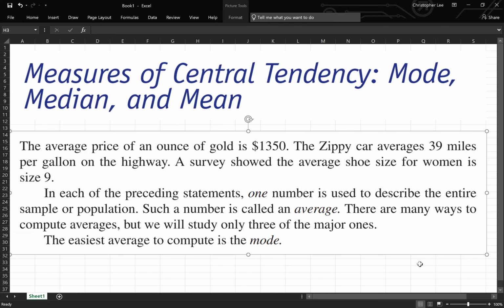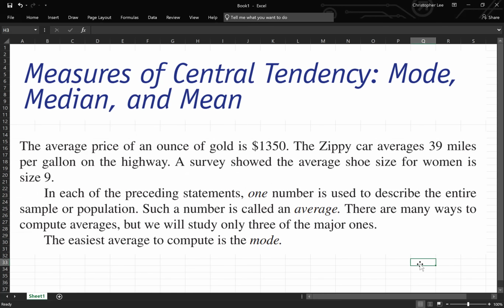So I just want to start with a little story. The average price of an ounce of gold is $1,350. The Zippy car averages 39 miles per gallon on the highway. A survey showed the average shoe size for women is size 9, right? So in each of the preceding statements, one number is used to describe the entire sample or population. Such a number is called an average. There are many ways to compute averages, but we will study only three of the major ones. The easiest average to compute is the mode.